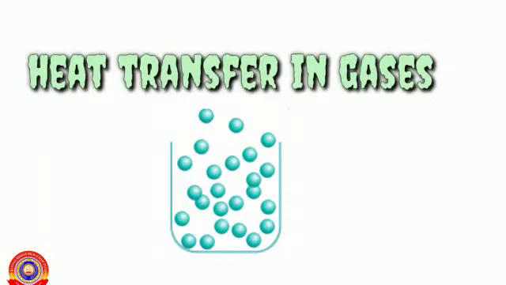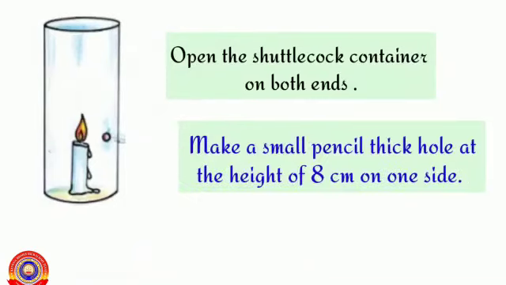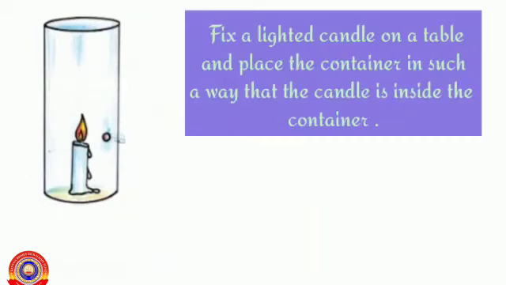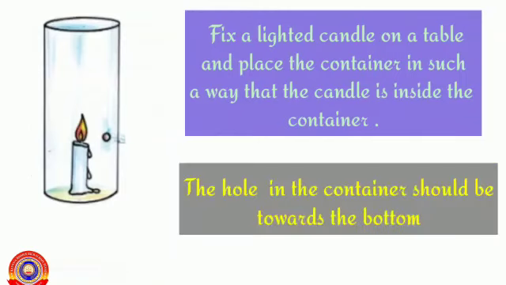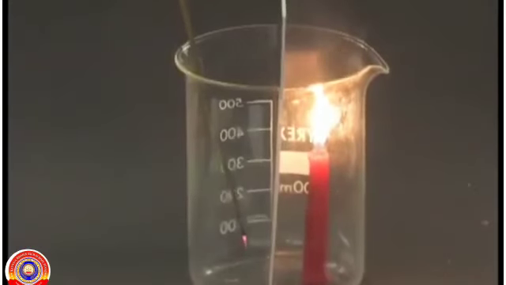Let's see. Open the shuttlecock container on both ends. Make a small pencil-thick hole at a height of 8 cm on one side. Fix a lighted candle on a table and place the container in such a way that the candle is inside the container. The hole in the container should be towards the bottom. Bring a glowing incense stick near the hole on the side. Observe the direction of flow of the smoke.